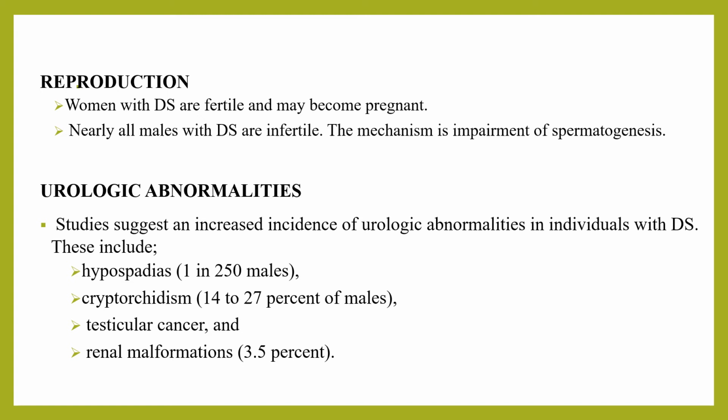The other abnormalities, urologic abnormalities. The studies suggest an increased incidence of urologic abnormalities in individuals with Down syndrome. The most common ones are hypospadias, cryptorchidism, testicular cancer, and also renal malformations.